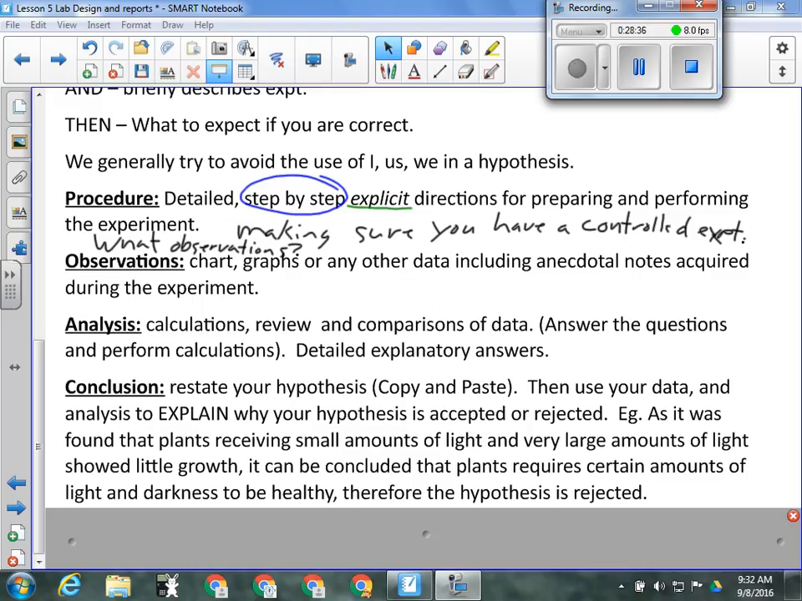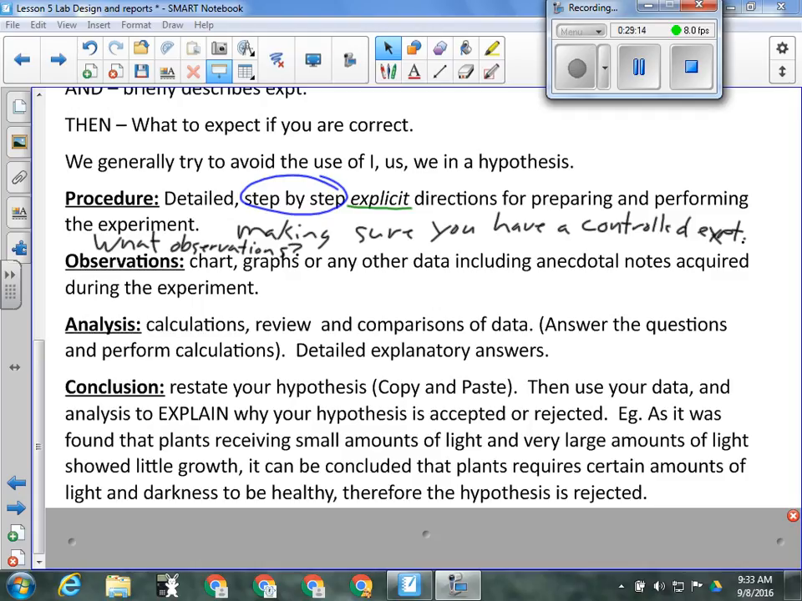Okay, so a good conclusion is kind of like a short paragraph almost, because you have your restated hypothesis, which I don't have here. And then you can see in my example here that I summarize my findings. The analysis is where you're going to find all the data and all the analysis, but in the conclusion I want to just have a brief summary. It is found that plants receiving small amounts of light and very large amounts of light showed little growth, it can be concluded that plants require certain amounts of light and darkness to be healthy. Therefore, the hypothesis is rejected.